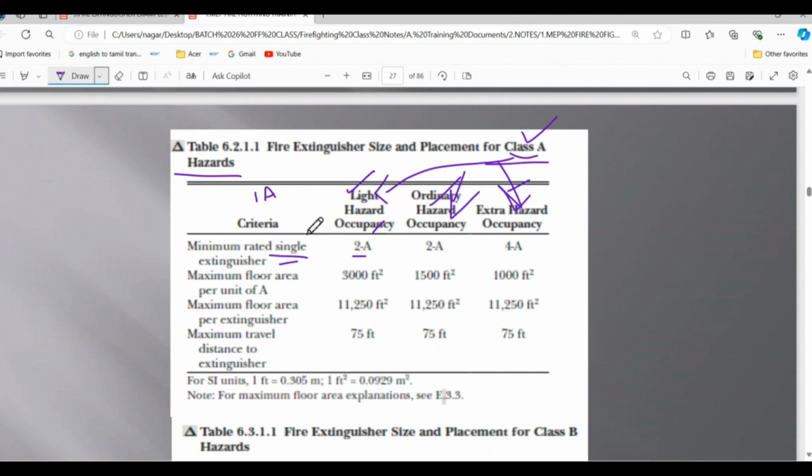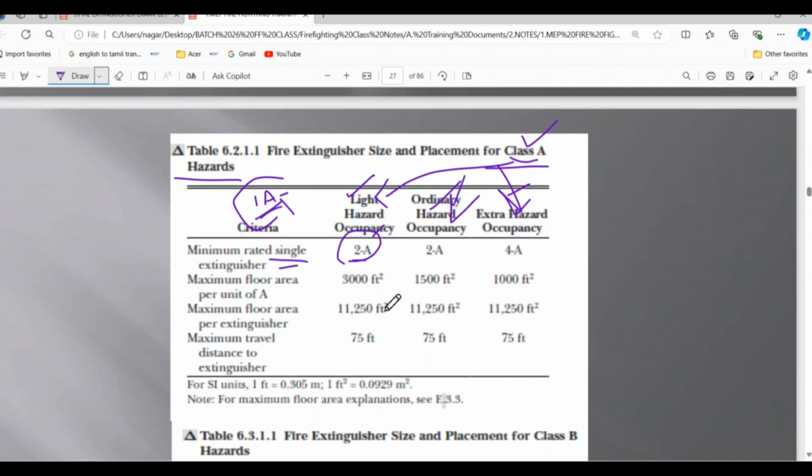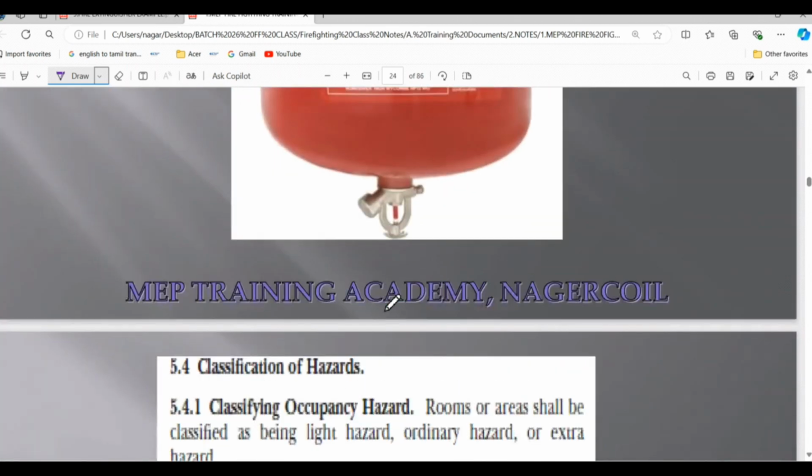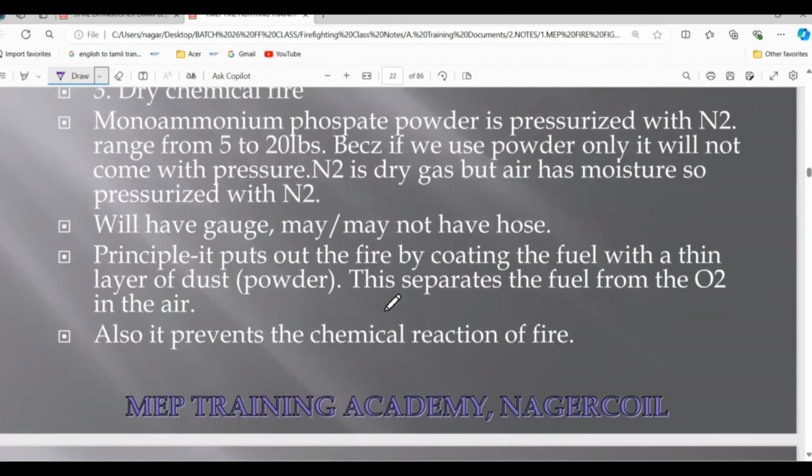The rating normally for class A will start like 1A, 2A, 3A, like this it will go. But coming to the extinguisher, the minimum rating for any extinguisher in class A is 2A. You are not allowed to use 1A. You will always use the 2A extinguisher. So 1A means how many gallons? It's like 1.25, so that much amount of water will be there.